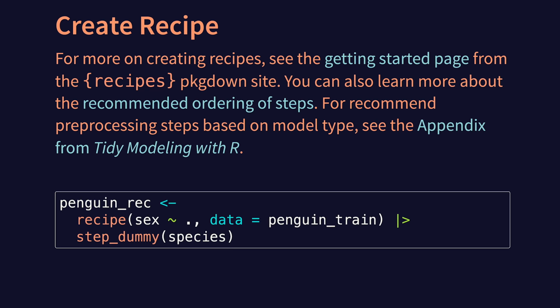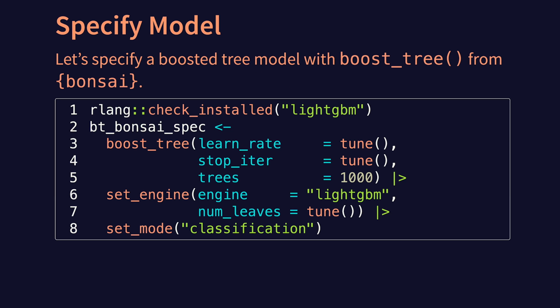For our specific recipe here, all we're going to do is use our output variable sex, include all of the other variables that we have in there, and then I have one additional step to create dummy variables from our species predictor, which is really an optional step based off the model type that we're going to be using. And that model type is going to be a gradient boosted tree.